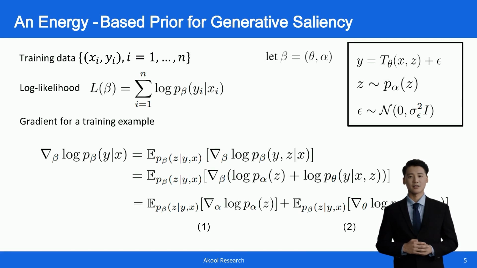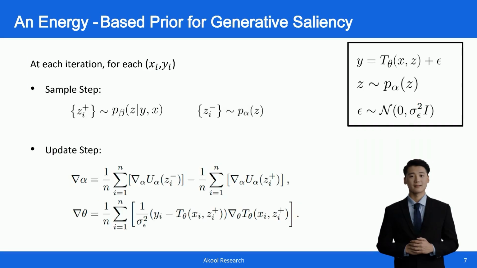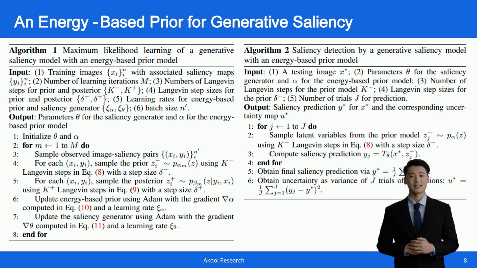The key is to compute the gradient of the log likelihood with respect to the parameters, which can be decomposed into two intractable expectation terms. To estimate the learning gradients, we adopt Markov chain Monte Carlo sampling to evaluate the intractable prior and posterior distributions of the latent variables, and use the sample average to approximate the expectation. The learning algorithm alternates the sampling step and the model update step until the algorithm converges. We present a detailed description of the learning algorithm and the prediction algorithm of the proposed framework.